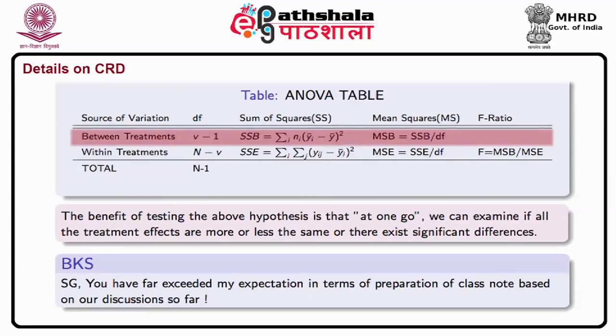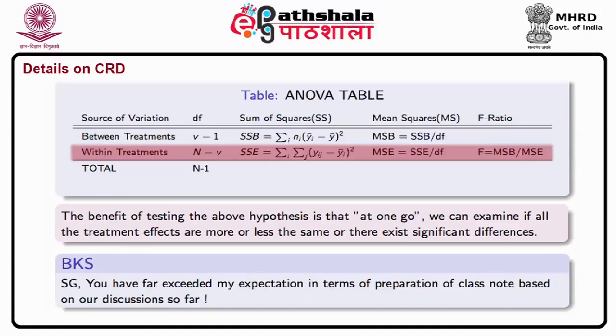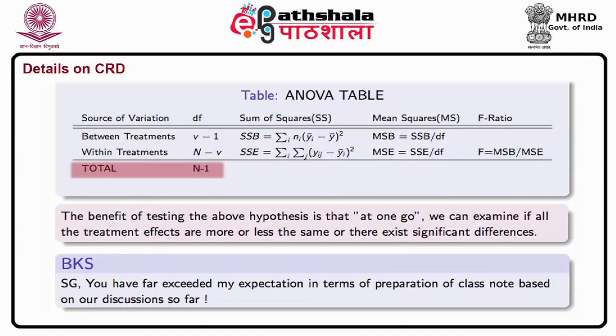and corresponding to the between treatments, the degrees of freedom will be v minus 1. The sum of squares between SSB is equal to summation i Ni into yi bar minus y bar whole square. The MSB is equal to SSB by the degrees of freedom. And for within treatment, the degrees of freedom will be N minus v, etc., as shown in the table. SSE and MSE were discussed earlier. So the F will be MSB by MSE. Right. And the total degrees of freedom is capital N minus 1.